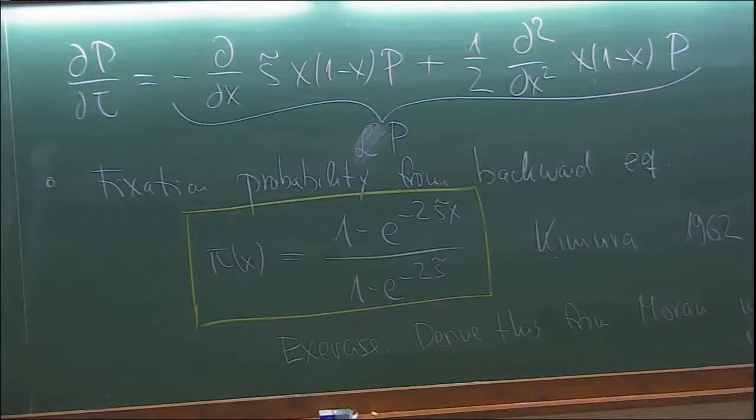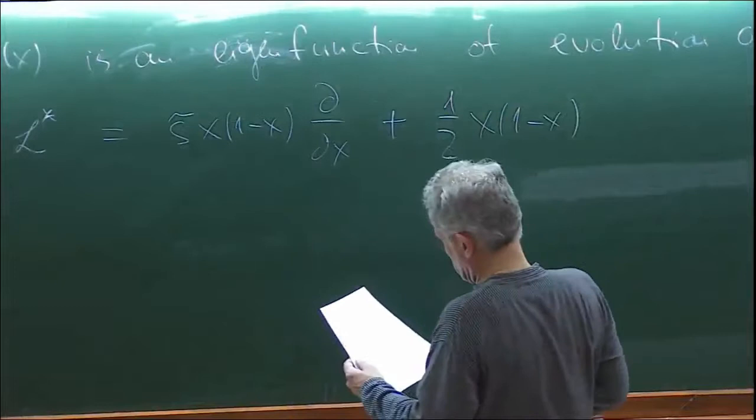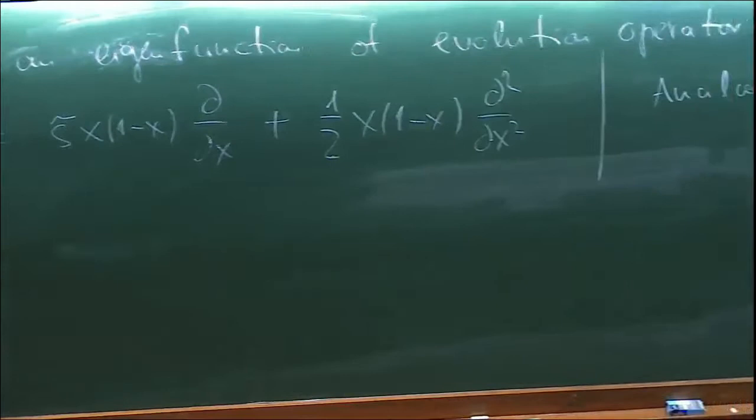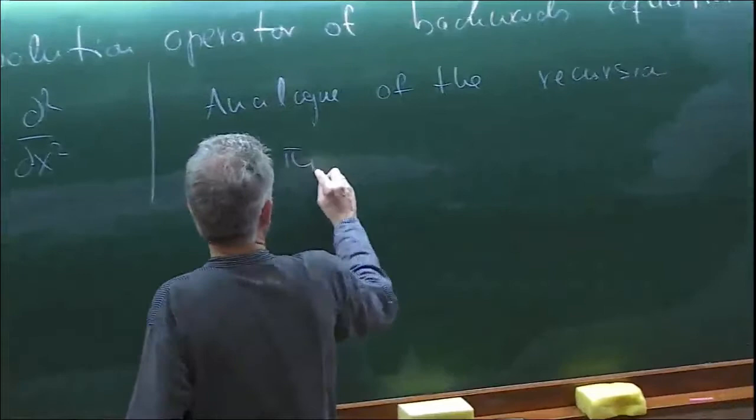So the backwards operator looks like this. We have S tilde times x times 1 minus x times d by dx, right? So I've changed the order of these operators and I've changed the sign. And the second order term is 1 half x times 1 minus x times d2 by dx squared, right? And this is sort of the analog of the recursion for pi n that I wrote down for you, that we derived for the Moran model.